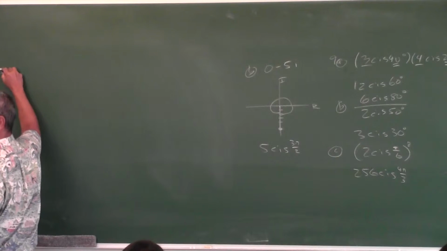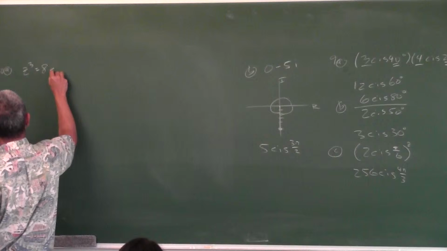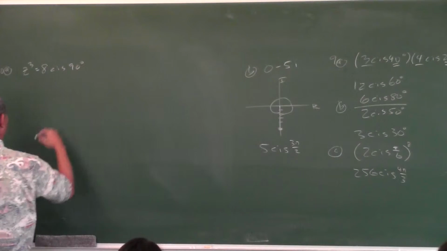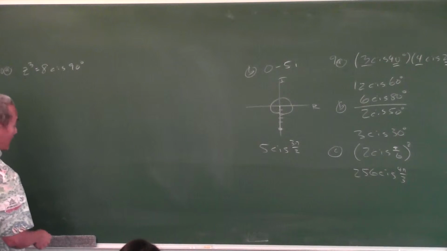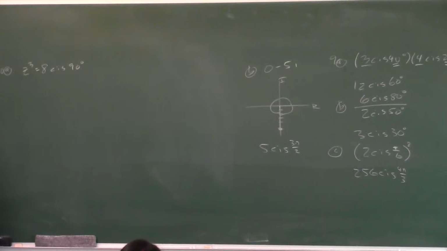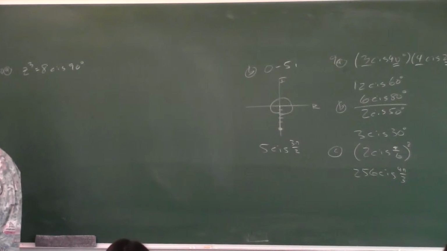So 10a, not solve an equation. Z to the third is equal to 8 cis 90. Now before we even start, how many answers are there going to be? 3. So make sure you got 3 now, because if you only got one answer, you're going to lose a whole bunch of points coming up. So the thing is already in polar form, so you don't even have to do anything.